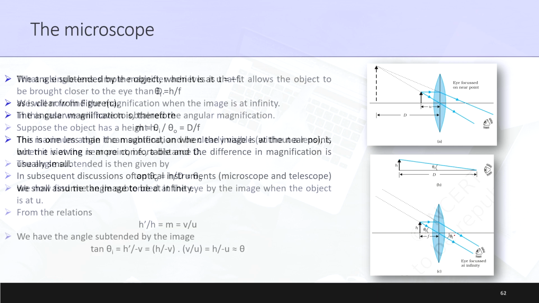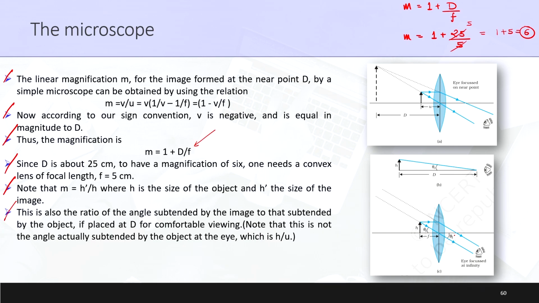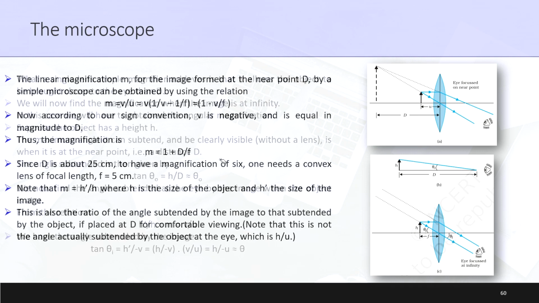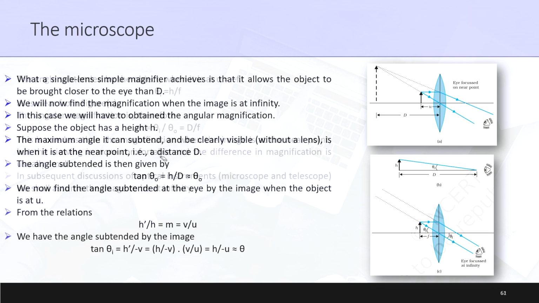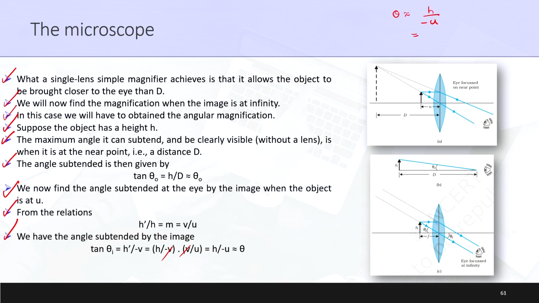So, for the first portion, when we calculate the magnification with the image formed at the near point, m is equal to 1 plus D by f. Now, subtract 1 from this, and you get m equal to D by f. This magnification is the same as the one obtained when the object is at u.